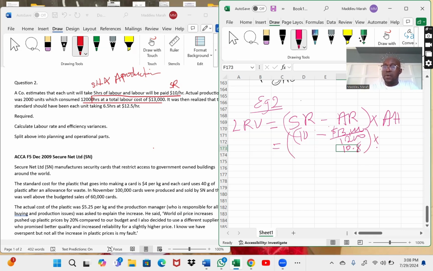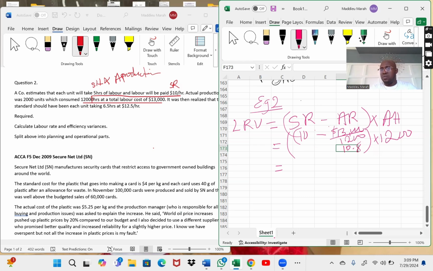And what's our actual hour? 1,200. Okay, clear? So I'll go over this. Our standard rate is 10, as per the question. Our actual rate, we are given the total hours worked, which is 1,200, and the money paid for the 1,200 is 13,000. So now 13,000 divided by 1,200 gives us how much? 10.8. We paid 10.8333, which is 10.8, multiplied by the actual hour, 1,200.